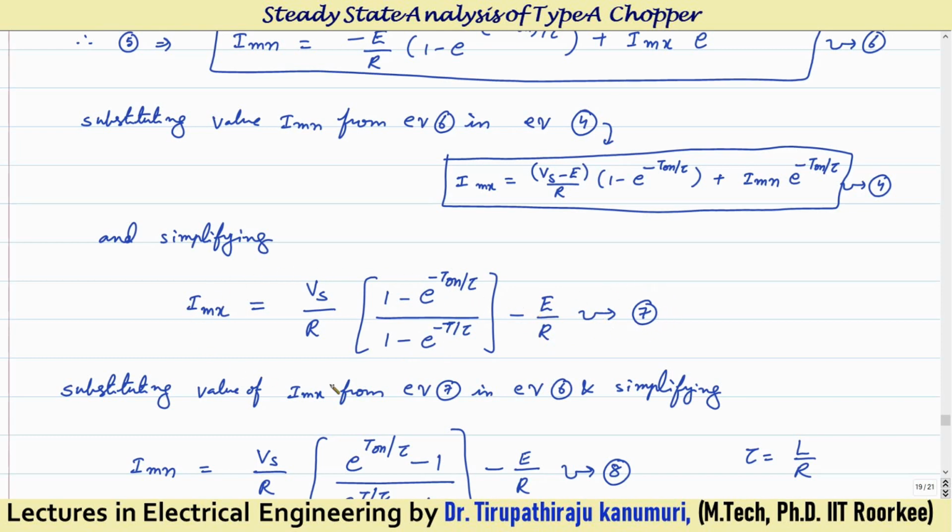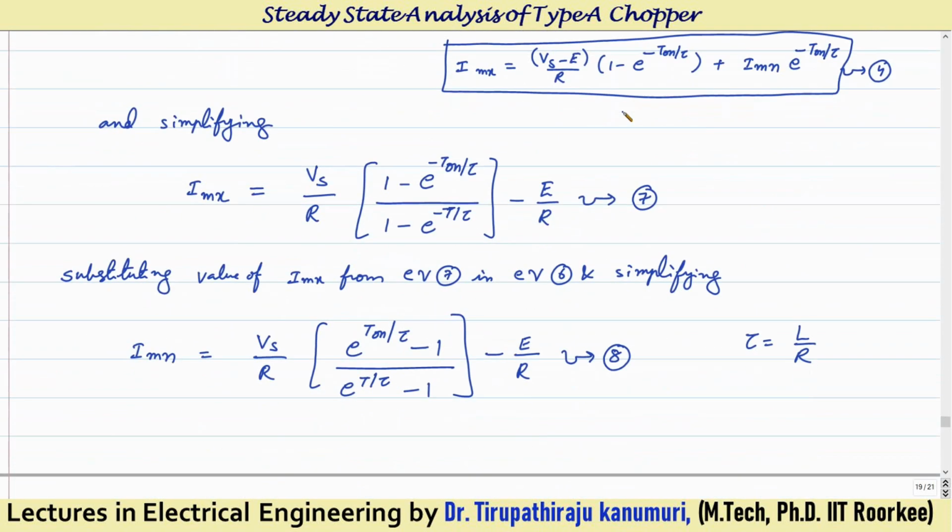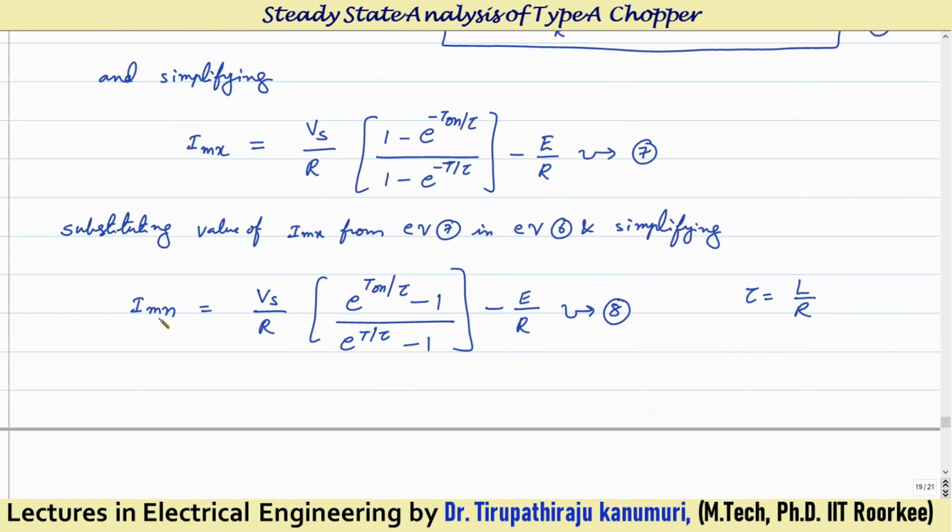Similarly, this maximum value I can substitute in equation number 6. Then the entire equation becomes in terms of the minimum value, and I am simplifying it. When you simplify it, you will get I minimum value as Vs by R into e to the power of T on by tau minus 1, divided by e to the power of T by tau minus 1, minus E by R. So this way we can calculate.